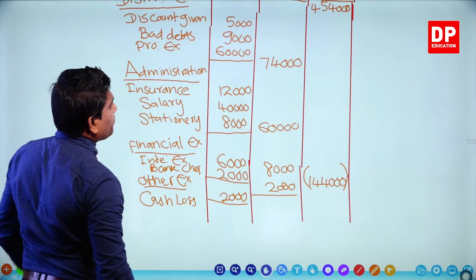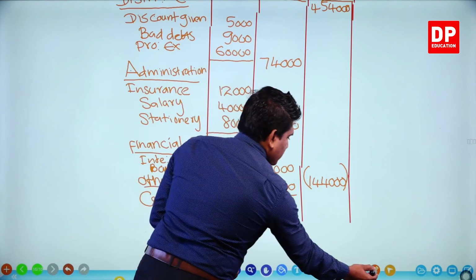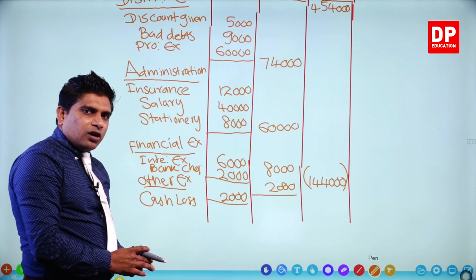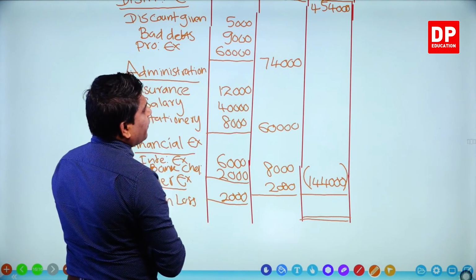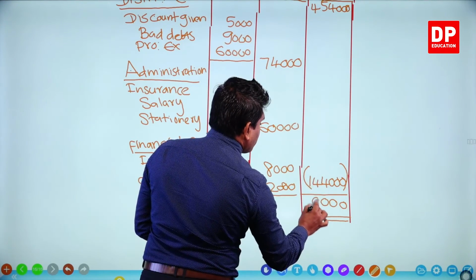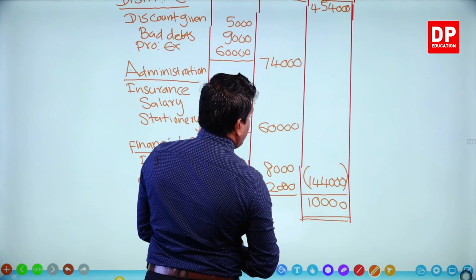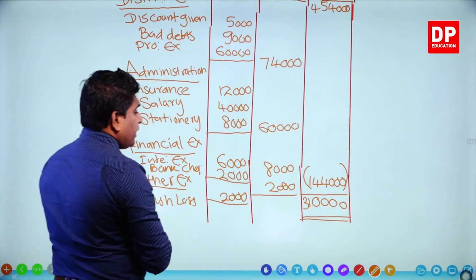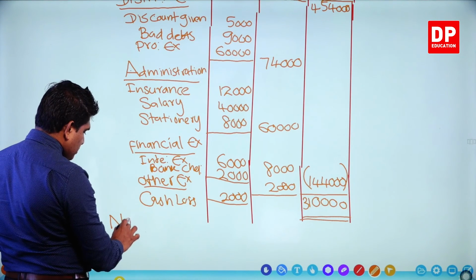Then you can find the answer here, right? How? 454,000 above is the total income, and 144,000 is the total expense. From the total income, you subtract the total expenses. Then find the answer. 0, 0 and 0. 4 minus 4, 0, right? Then 5 minus 4, 1, right? Then 4 minus 1, 3, right? 310,000 is the net profit.